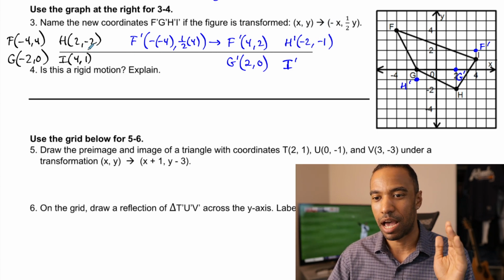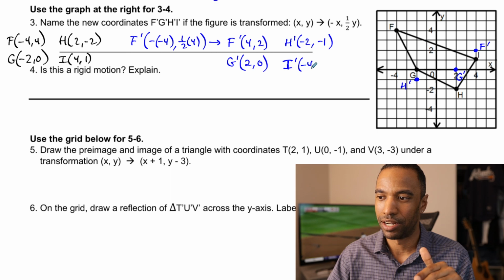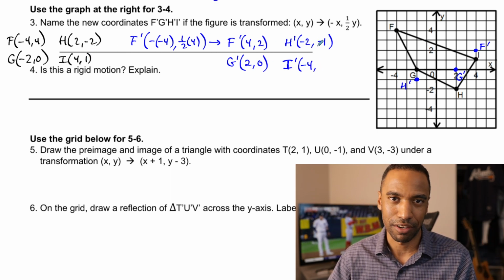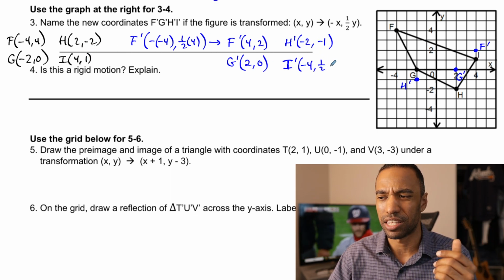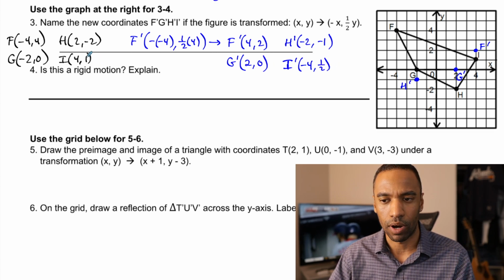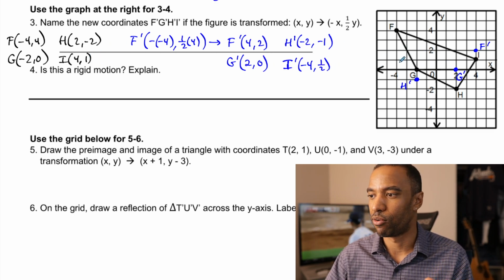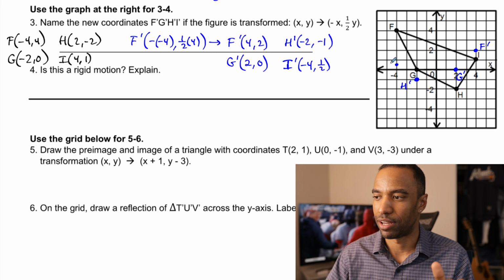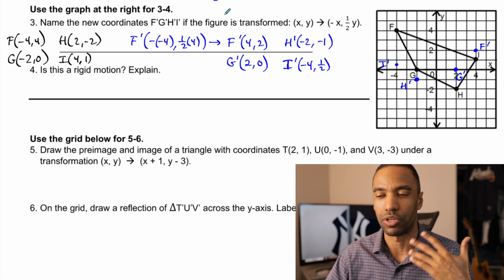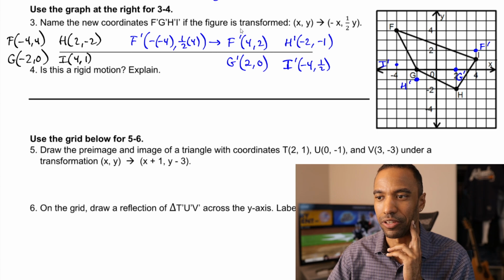I prime, take the opposite of 4 and I get -4. And take the opposite of 1, not very fun, but I do get 1/2. Or I should say, take half of 1 and you get 1/2. So I have -4, 1/2 right there. That's I prime. And again, I don't know if they asked you to graph this, so to speak, but let's go and take a look at this graph here.